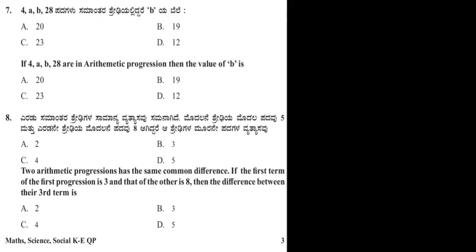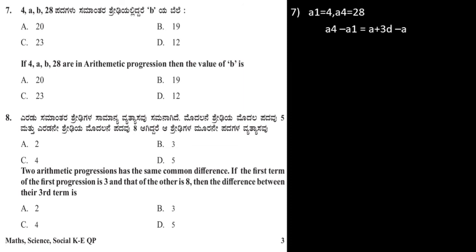Seventh one, if 4, a, b, 28 are in AP, then the value of b is. Here they said to find the b value. And here totally we have 4 terms. Before in a session also we did, there we have 3 terms, here we have 4 terms. So therefore I'll write down a1 is equal to 4, a4 is equal to 28. Now we will subtract both, we will get a4 minus a1 is equal to, a4 we can write as a plus 3d.